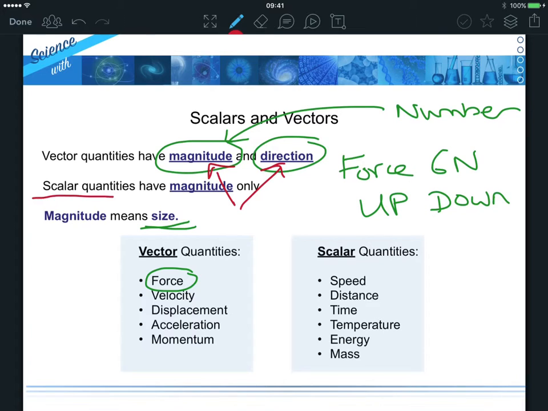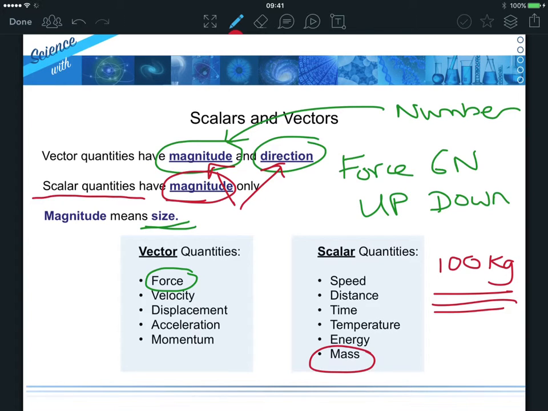Now, scalar quantities are a bit different because they have got magnitude only, and a good example of one of those is mass. So you might say the mass of a body is 100 kilograms. Okay, that's how much matter is inside the body. There's no element there of direction whatsoever. It's all about size. Okay, so some examples of vector quantities are force, velocity, displacement, acceleration, and momentum.